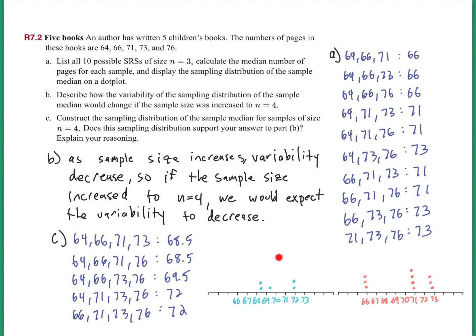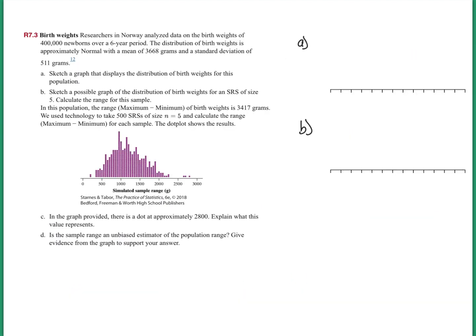So this confirms that the variability for the larger sample size that we took, so for the sampling distribution, the variability is definitely less than the sampling distribution for n equals 3. I'll put this is the n equals 4 sampling distribution, and this was the n equals 3 one. Okay, so sample size increased here, the variability decreased.